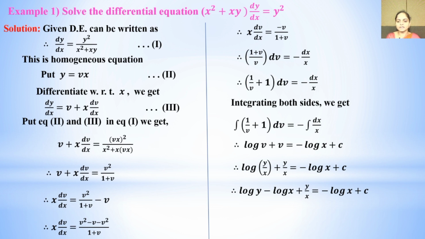Now we cancel the term minus log x from both the sides. We get log y plus y upon x is equal to c. This is our required general solution.